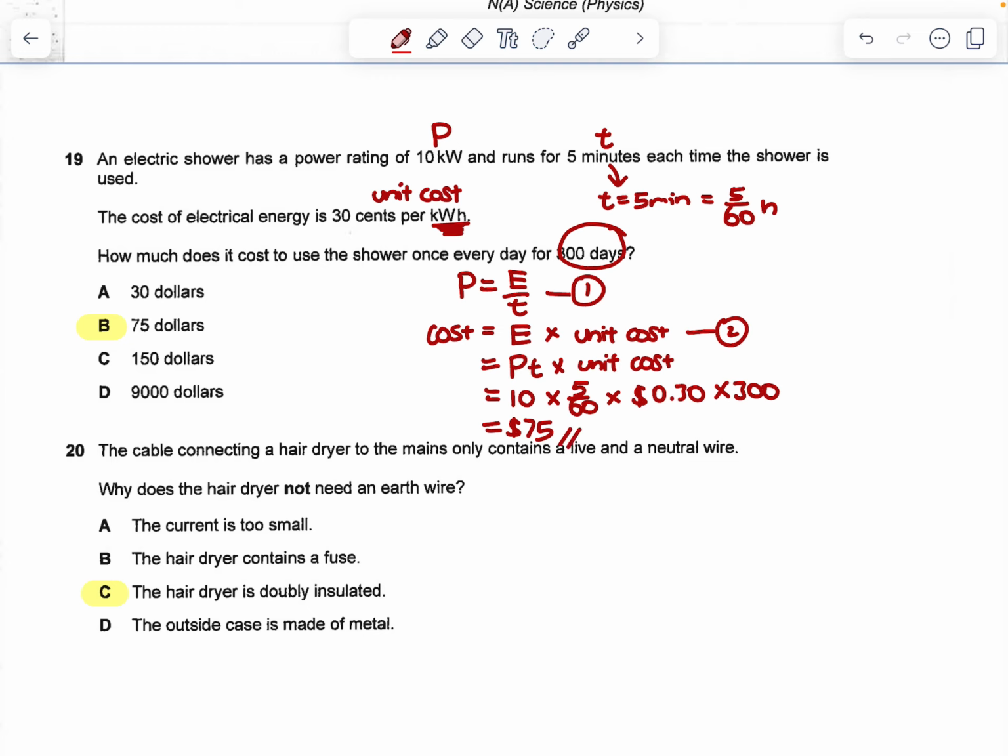Question 20. The cable connecting a hairdryer to the mains contains only a live and a neutral wire. So there is no earth wire. Why? Because the hairdryer is doubly insulated. This is the symbol for double insulation. Okay, if the outer case is made of metal, it needs to be connected to the earth wire. And this is the end of paper 1.